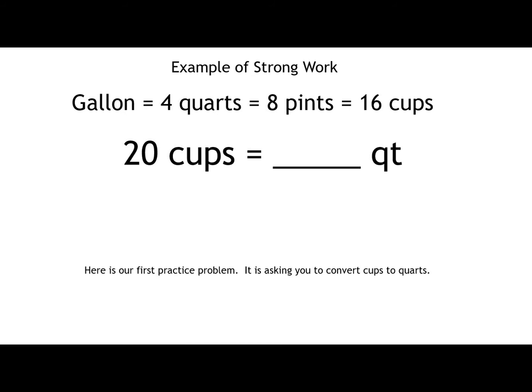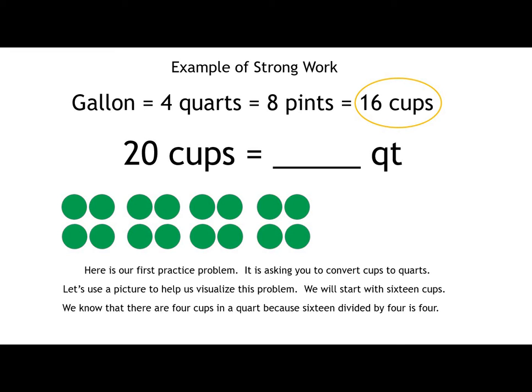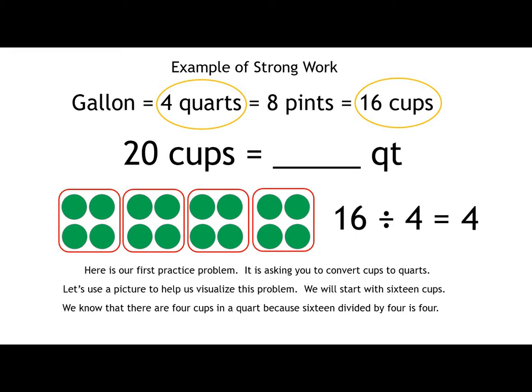Here is our first practice problem. It is asking you to convert cups to quarts. Let's use a picture to help us visualize this problem. We will start with 16 cups. We know that there are 4 cups in a quart because 16 divided by 4 is 4. 1, 2, 3, and 4.